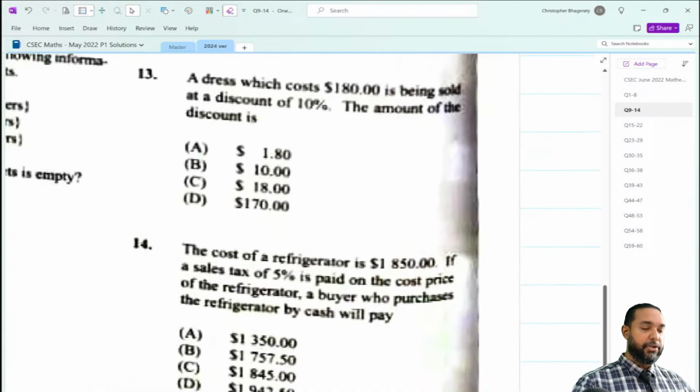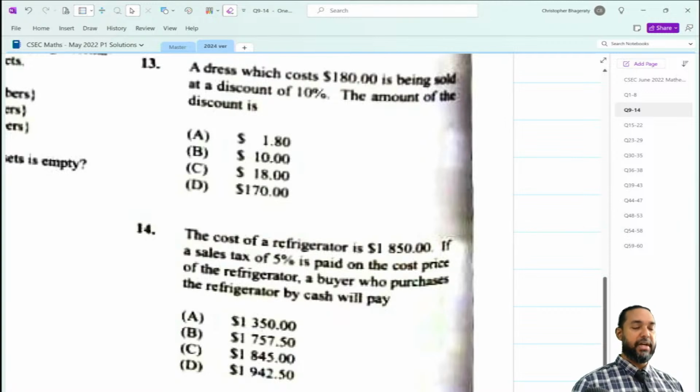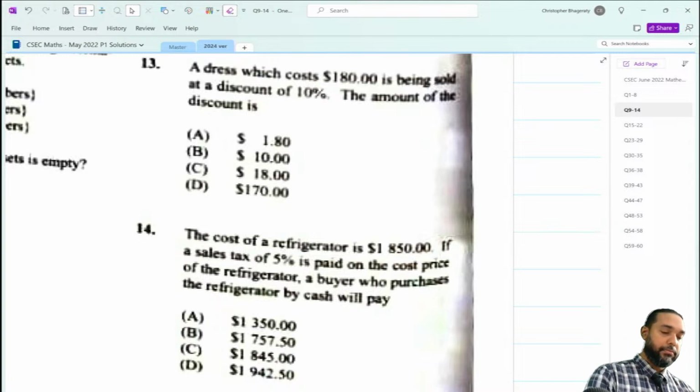Okay, we're going again. A dress which costs 180 is being sold at a discount of 10%. The amount of the discount is. All we have to do is find 10% of 180. That will give us 18.